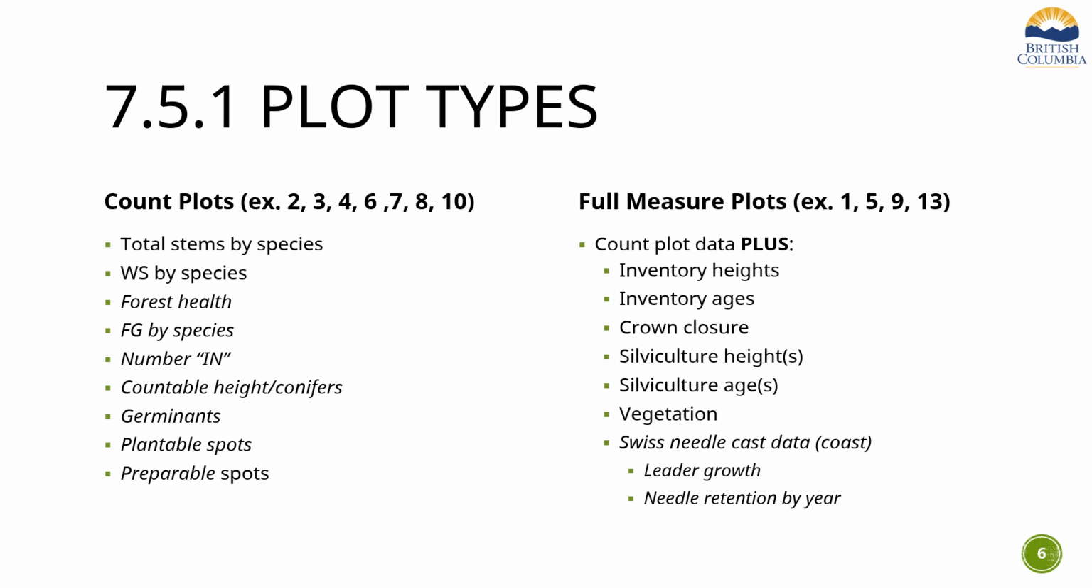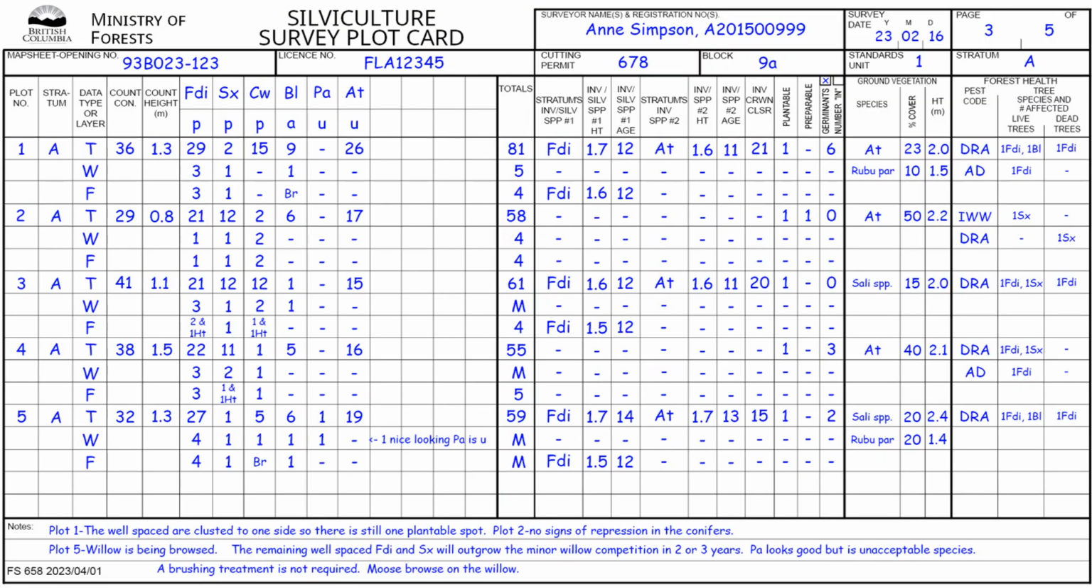Now, sometimes the leading or secondary species isn't present at the full measure plot. If that happens, you can do the age and height measurements at the next count plot with the target tree species present.